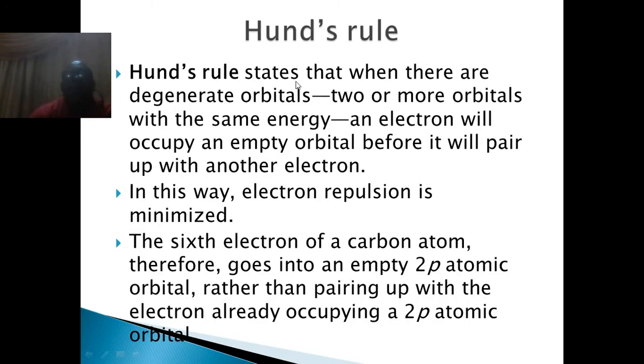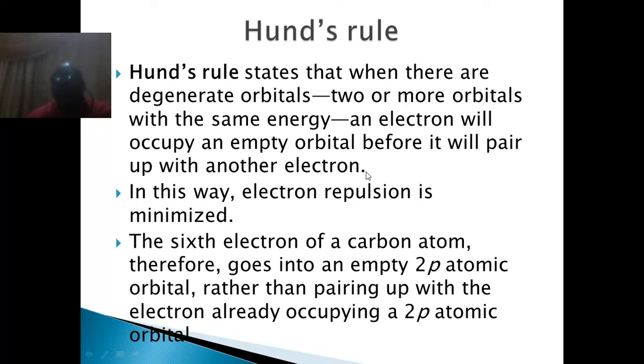Then the third one is Hund's rule. This states that when there are degenerate orbitals, degenerate orbitals meaning orbitals that are of the same energy level, for example, 2p. In 2p, you have 3 suborbitals. They are in the same shell, so they are of the same energy level. These are degenerate orbitals: 2 or more orbitals with the same energy. An electron will occupy an empty orbital before it will pair up with another electron.